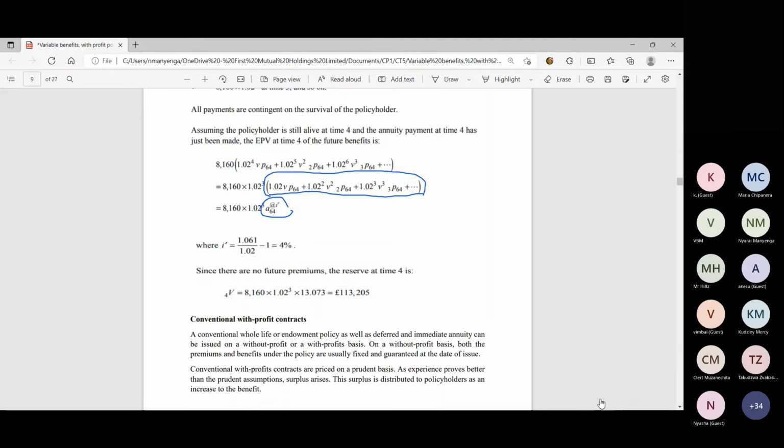Ma'am, maybe afford us a 10-minute water break. Yeah, you know what? I just wanted for us to go through the theory bit on conventional with profit contracts. Then after that we can take a 10-minute break, before we do an example. All right, it's okay.